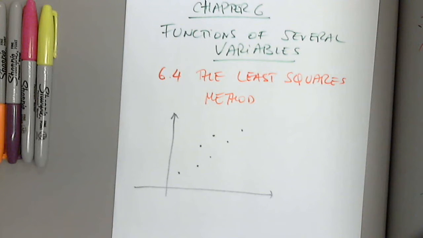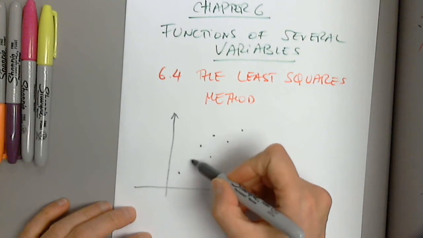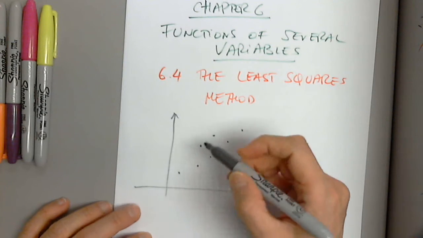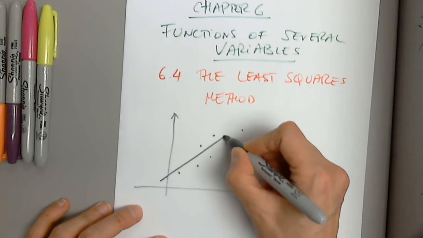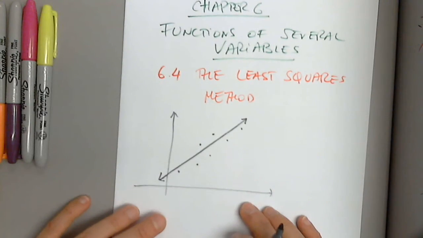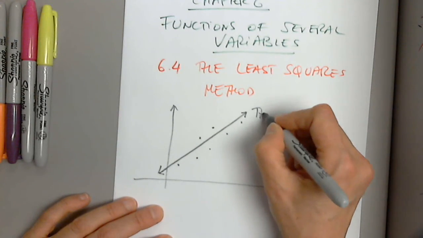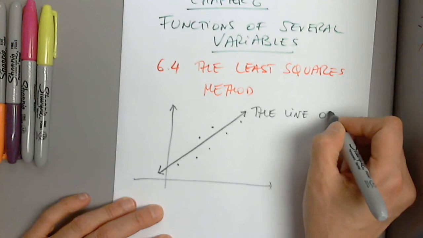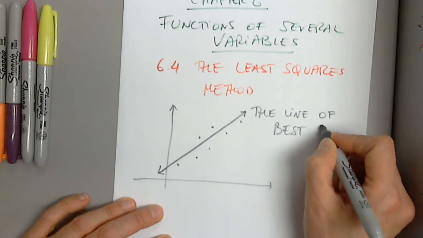I hope you agree, the cloud kind of stretches along the line. It does not stretch along a quadratic function, right? It's not all over the place, so I cannot fit any model in it. But it kind of stretches along a straight line. The question is, how do I find the line of best fit?